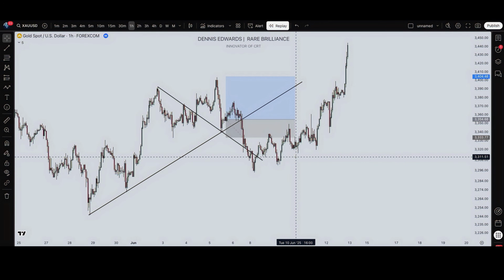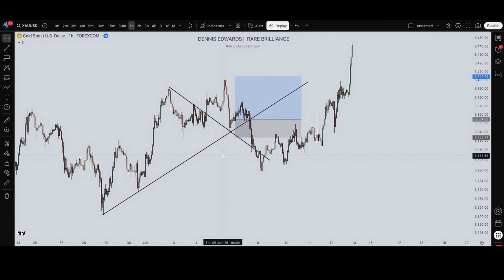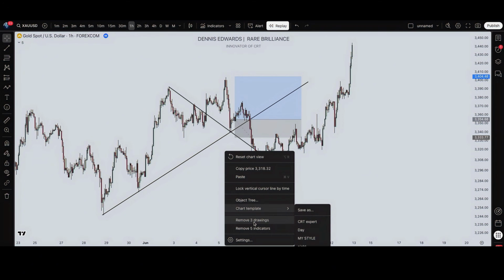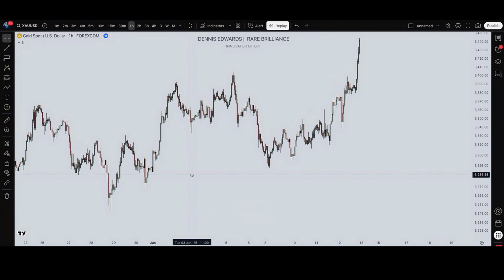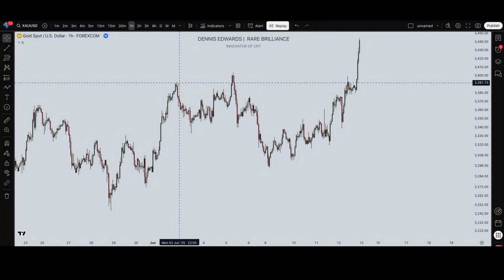So now I'm going to clear this chart and once again begin to analyze things strictly from the CRT perspective so that you can see just how clear it is in comparison. Okay, so we already understood this whole line was nothing but expansion from this low to this high.